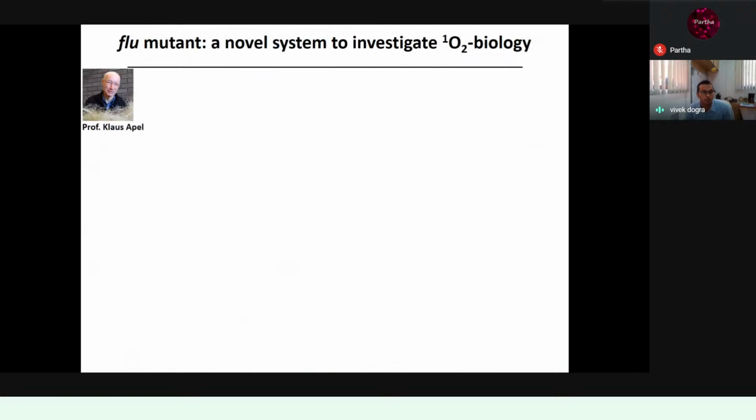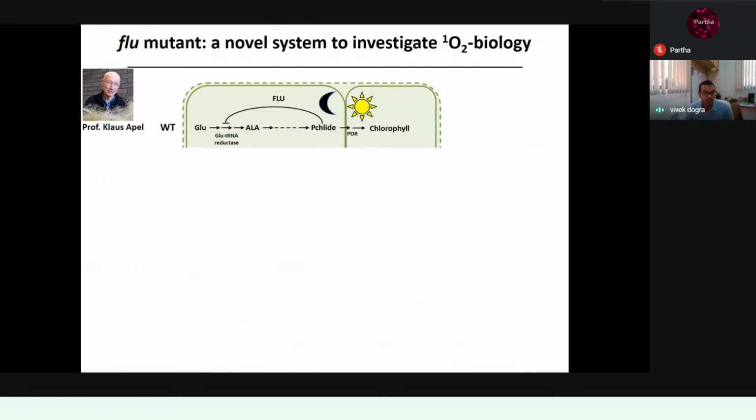So the story began 20 years before, in 2001, when Professor Klaus Apel's lab found one mutant in Arabidopsis. Professor Klaus Apel was in ETH Zurich, and he was working for like 30-40 years. Around 1965 he started his career, and until 2000 he was still working on chlorophyll biosynthesis. During his work, he found that the chlorophyll biosynthetic intermediates all have the pyrrole ring, and they are called tetrapyrroles.